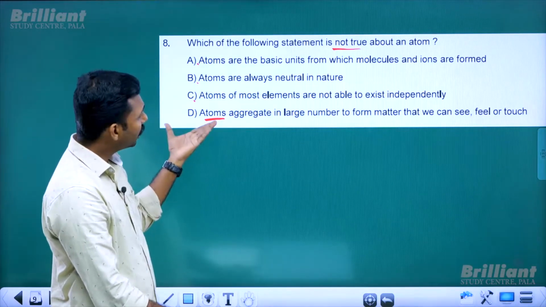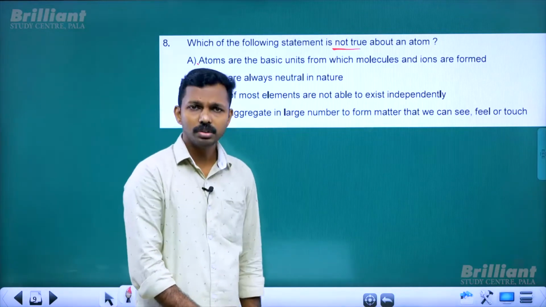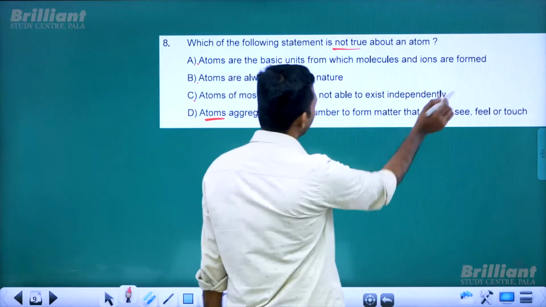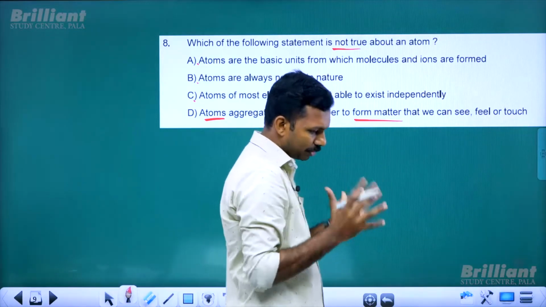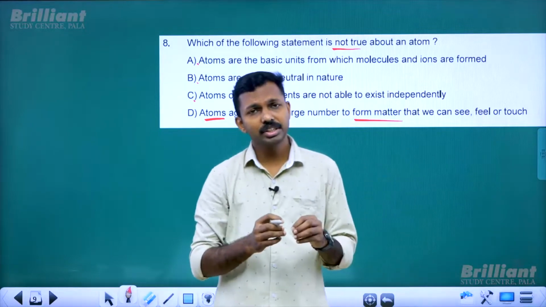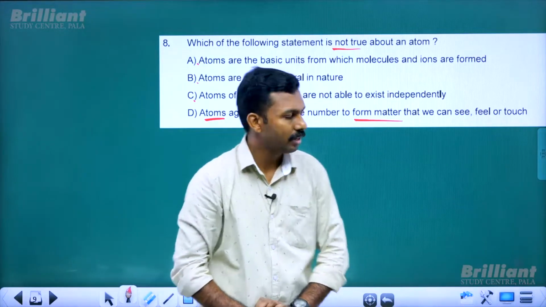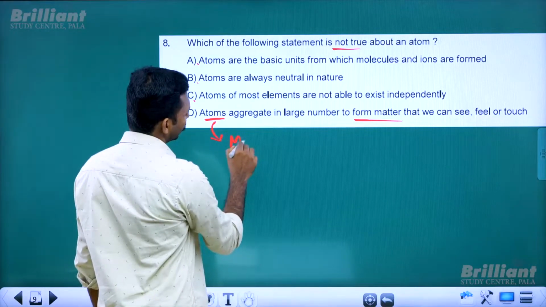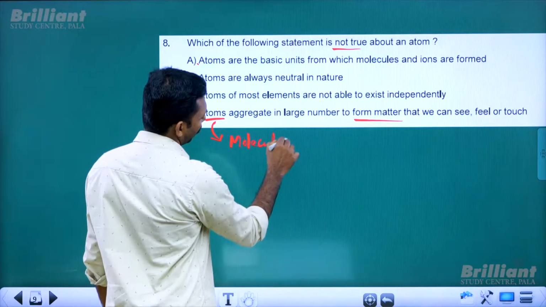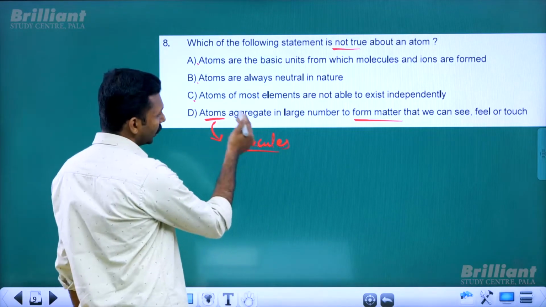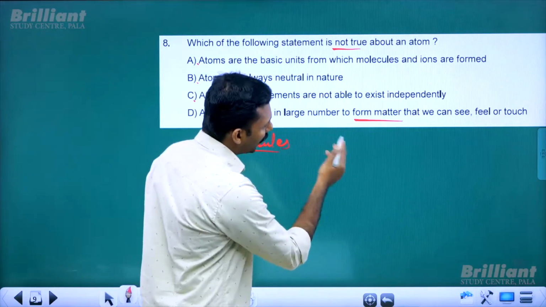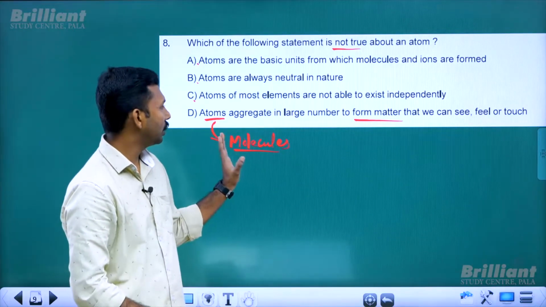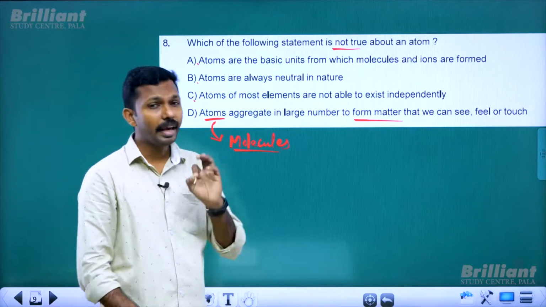Are atoms aggregating to form matter? No. In order to form a matter or a substance, there must be the aggregation of molecules, not atoms. So this word should be molecules. Okay, molecules. So molecules aggregate in large number to form matter that we can see, feel or touch. That may be the correct statement, as here it is given as atoms.